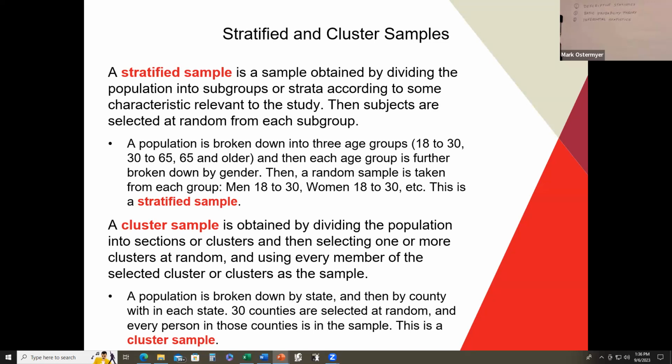Or if you take a population, you break it down into 3 age groups, and then you pull out a simple random sample from each of the 3 age groups. That's called stratified sampling.